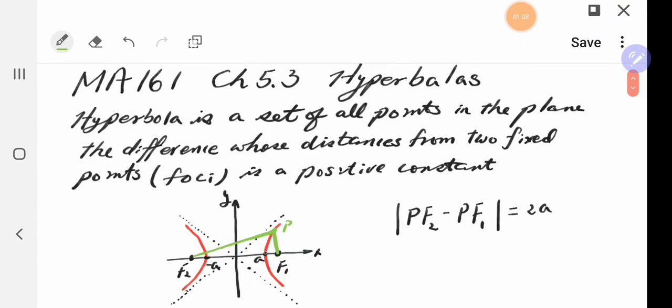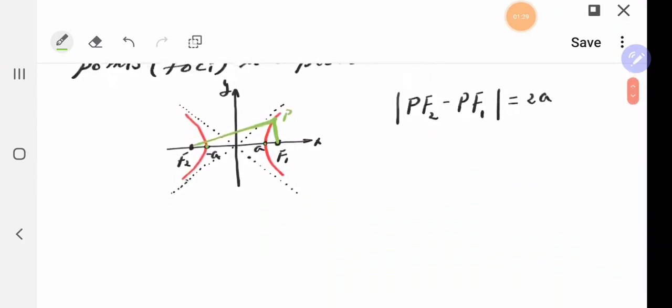Okay, a is called the vertex of the two graphs. So this is the definition: a hyperbola is a set of all the points so that the difference between two distances will be constant. So let me draw this a little bit larger. Okay, so here is the x-axis, and then the y-axis.